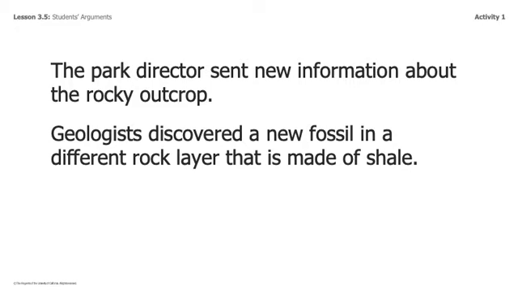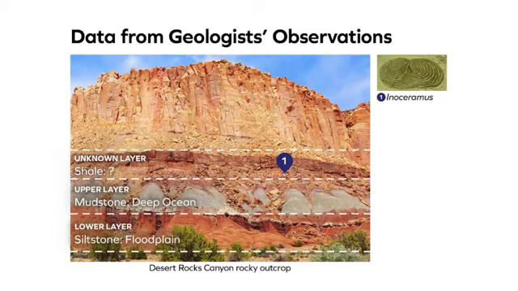And we know that there's two layers, but today geologists discovered a new fossil in a different rock layer that is made of shale. Now, take a look at the diagram. So, very familiar, okay? We have our lower layer, which is siltstone, which used to be a floodplain. That was the environment here before, a floodplain. Then we have the upper layer, which is mudstone, which many of you argued is the deep ocean, mainly because of our fossils there. And now we realize that there is an unknown layer.